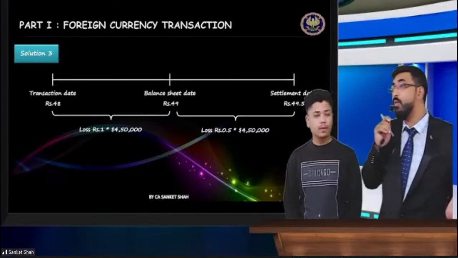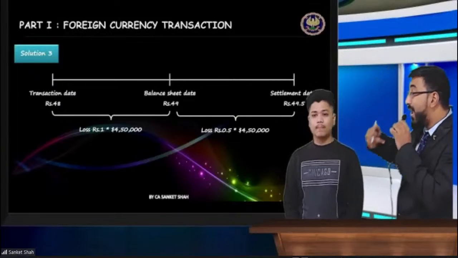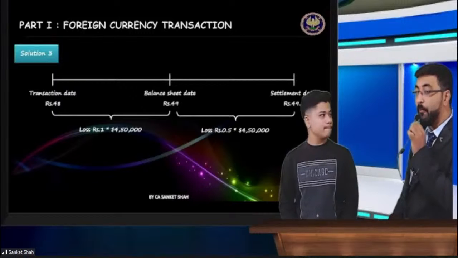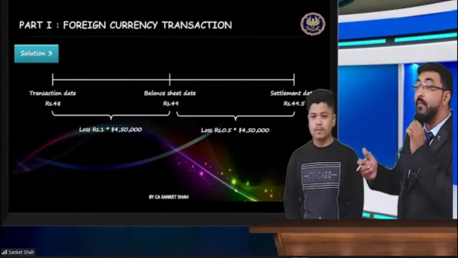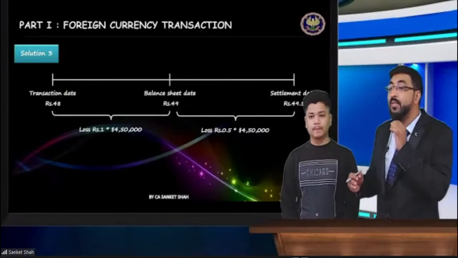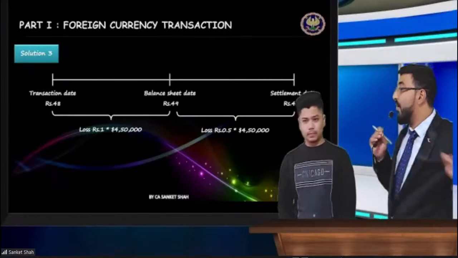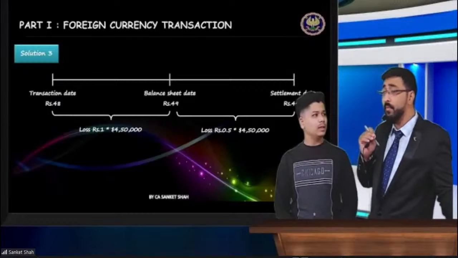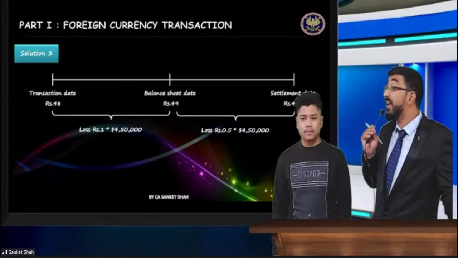50 rupees come to 55 rupees means you have to pay extra, and it is 55 rupees. You can see here on transaction date, balance sheet date, and settlement date. But in my example, it is 50, 55, and 60. So 5 rupees is loss because you have to pay more by rupees 5, and therefore entry will be foreign exchange loss account debit to creditors account.